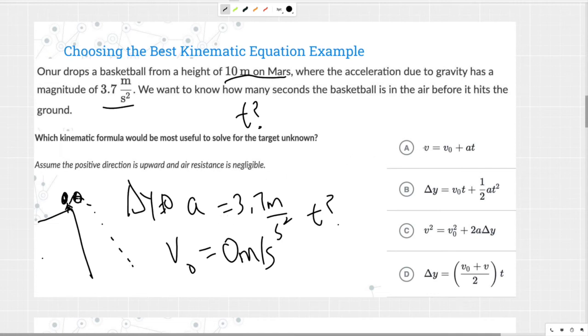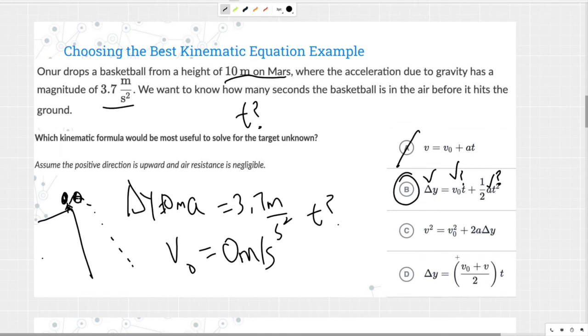So let's see. We have delta y. There's no delta y here, so we can eliminate it. We have delta y here. That's good. We have acceleration here, which is good. Time is our unknown, which is good. We have initial velocity, which is 0. And our time is also unknown. Since they're the same variable, it should be correct.